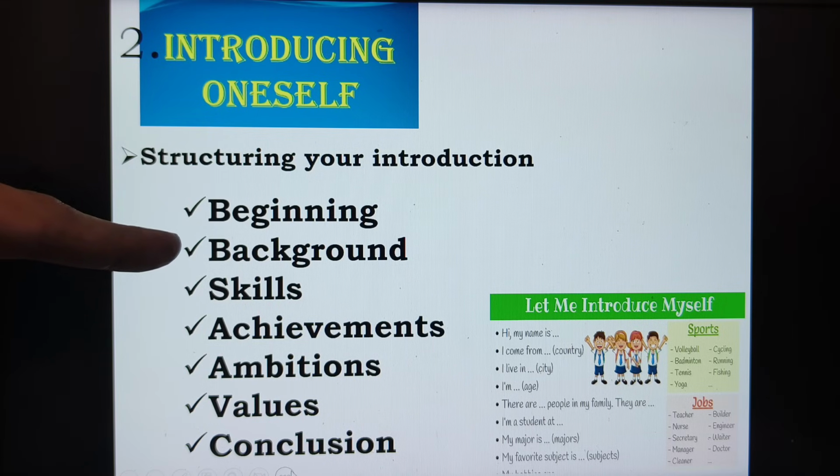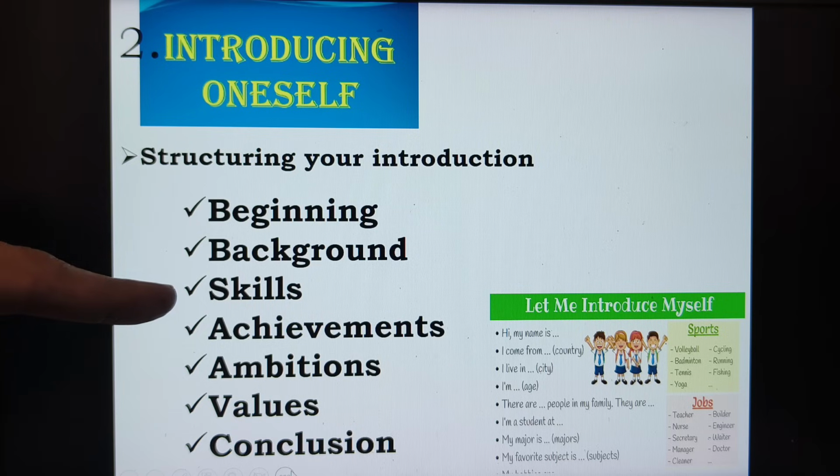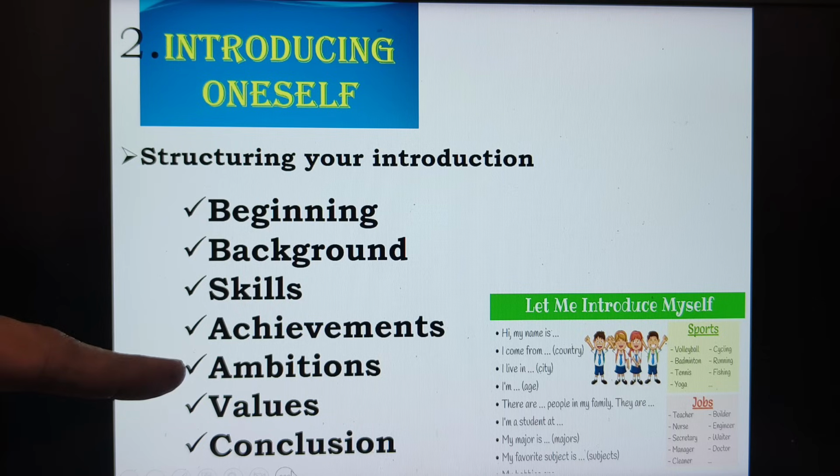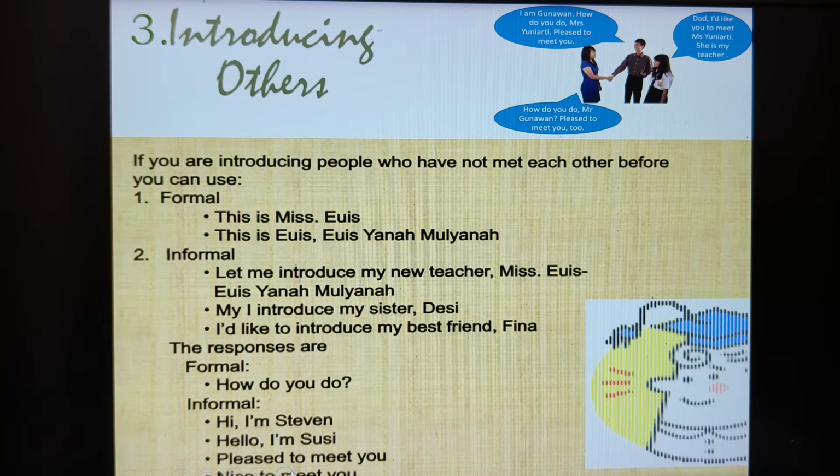And we talk about the background of ourselves. And then the next one is the skills that we have and the achievements that we have made, and the ambitions that we have and the values that we have, and finally we conclude about ourselves. So this is the way of introducing oneself.